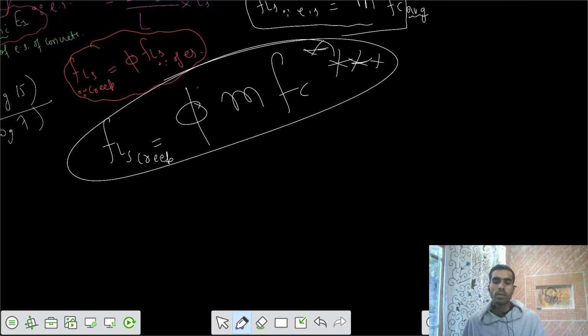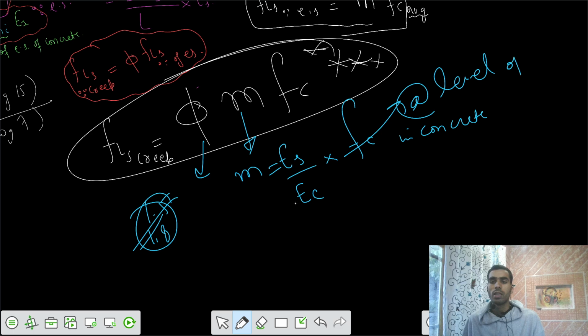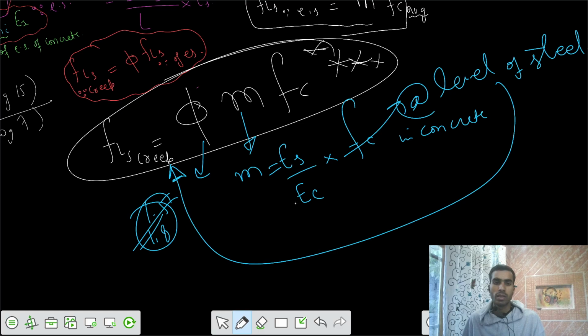Here phi is the creep coefficient, so its value would be some 1.1, 1.8. Your m value is the modular ratio, the Young's modulus of elasticity of steel divided by that of concrete, and Fc is the stress in the concrete at the level of steel, where we are calculating the loss of stress in the steel. Because we are calculating the loss of stress in the steel at that same location, we are calculating the stress in the concrete at that same level.